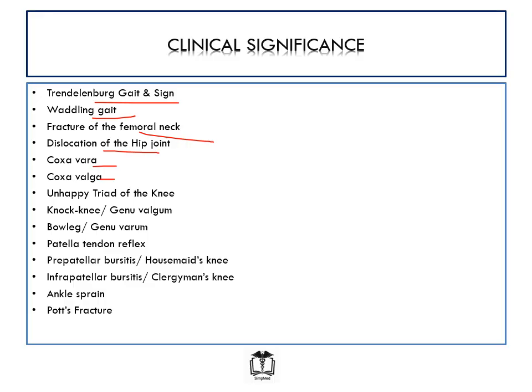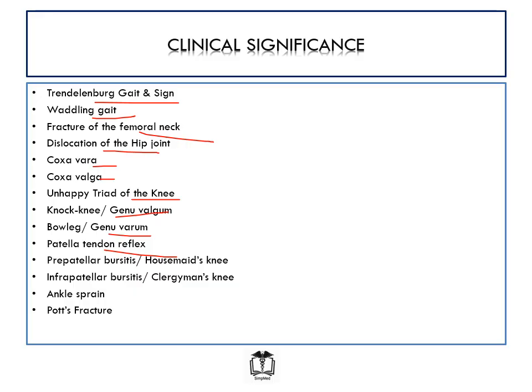We have what we call the unhappy triad of the knee, which is a problem when there's a trauma to the knee joint and there's damage to various intra and extracapsular ligaments of the knee joints. Knock knee and bow leg, which is what we call genu valgum and genu varum. I'll show you pictures of that very soon. Patellar tendon reflex. This is very important when doing a musculoskeletal examination in clinical school. You learn about this with use of a patellar hammer.